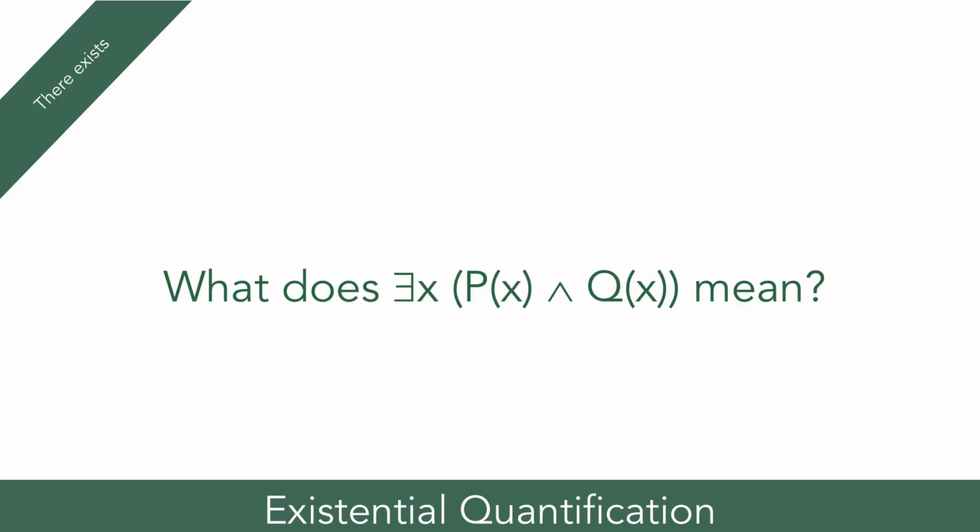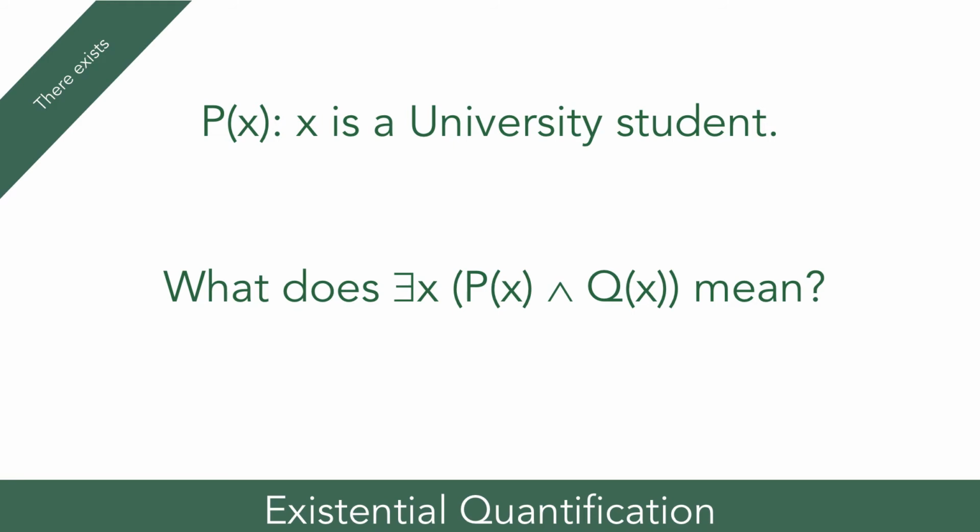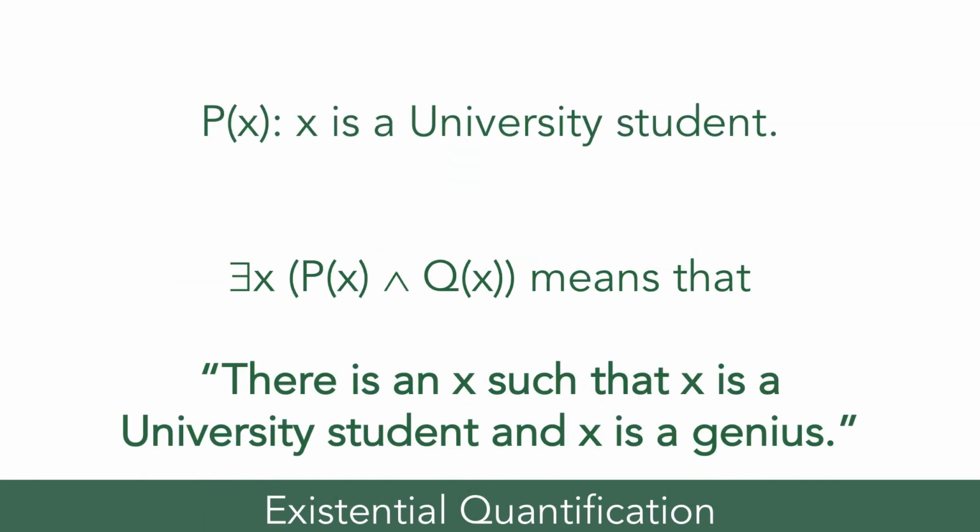If we say that P(x) means that x is a university student and Q means that x is a genius, then what does this expression mean? It means that at least one of the university students is a genius. There exists an x such that x is a university student and x is a genius.